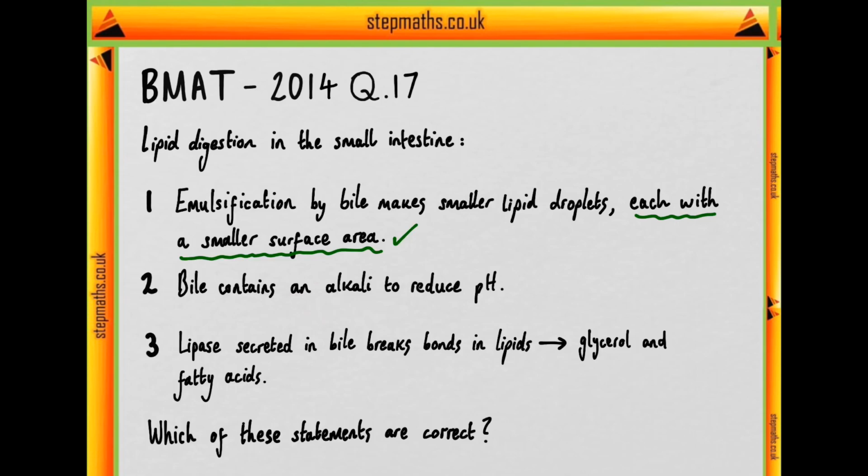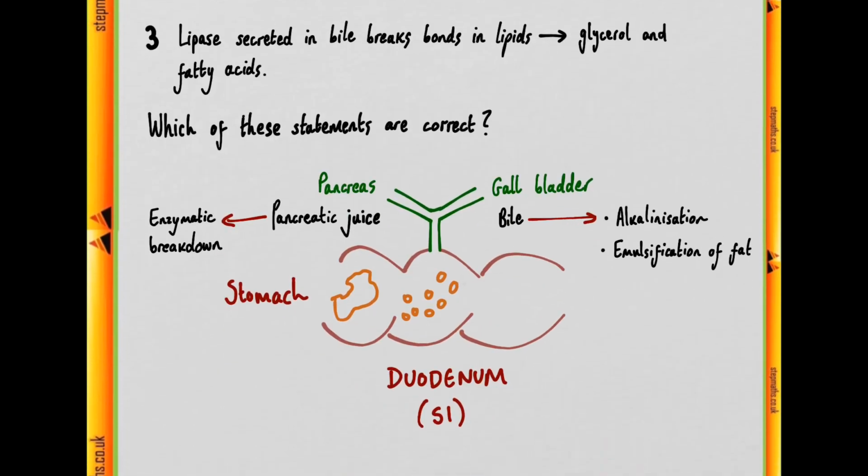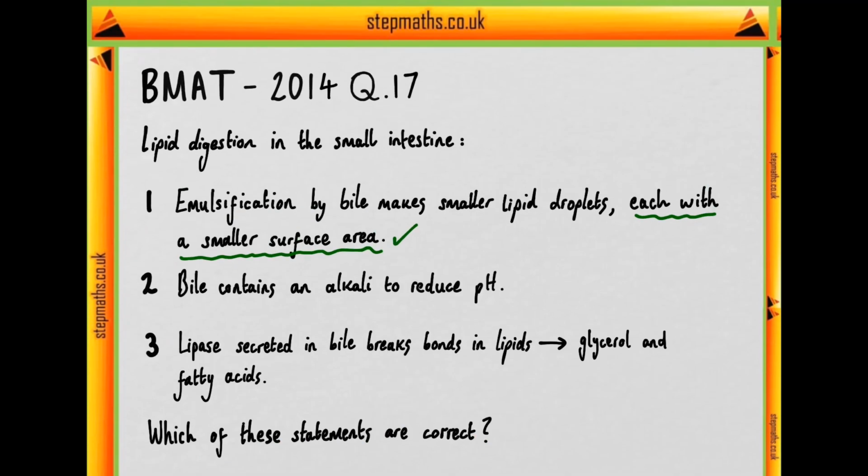It says that bile contains an alkali in order to reduce pH. Now, as I mentioned, there'll be a very low pH coming in from the stomach because low pH is more acidic, whereas bile will raise the pH because it's more alkaline. So the goal is to increase pH, not reduce pH. So 2 is wrong. Moving on to 3, lipase secreted in bile breaks down bonds in lipids into glycerol and fatty acids.